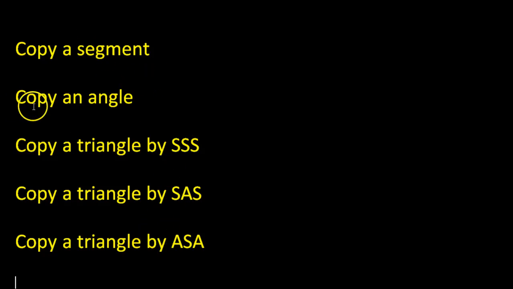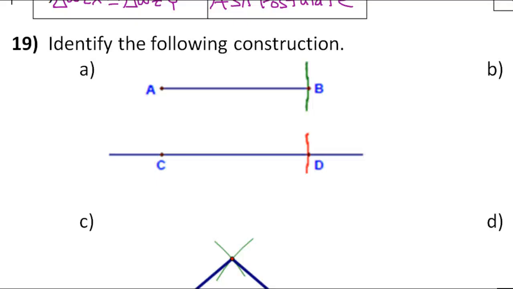So these are the types of things they're asking for. Did we copy a segment? Did we copy an angle? Did we copy a triangle? And if so, which three pieces of information did we use to do it? Okay, so number 19 should be pretty obvious because we have a segment and then we have a new segment. So it's pretty obvious that we're copying a segment. So that is the answer. That A is copy a segment.